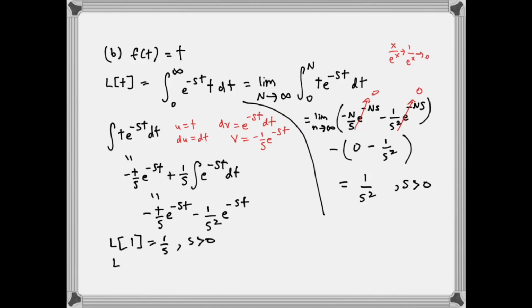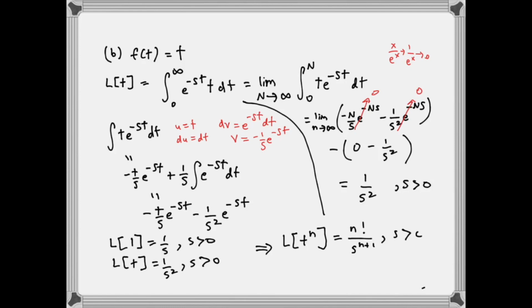If we do L of t, we get 1 over s squared, where s is positive. So we see a pattern starting to emerge, and actually what we can do is do the Laplace transform of t to the n. Now, without me running through the whole thing, it's not that hard to prove. You actually end up with n factorial over s to the n plus 1, where s is positive. This is a really useful formula, so I'll put a box around it.